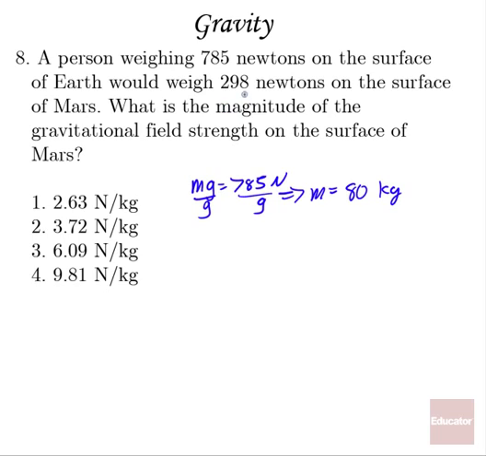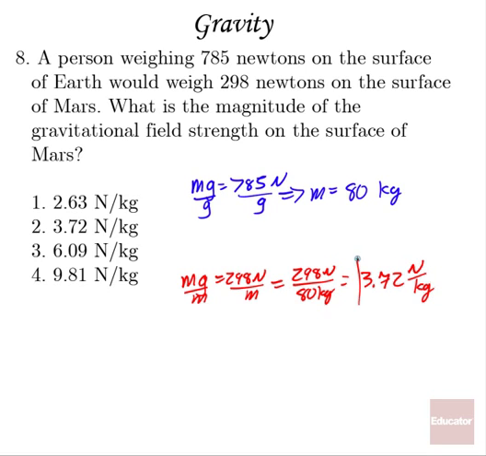So on Mars, they weigh 298 newtons. So on Mars, m times the acceleration due to gravity on Mars is 298 newtons. If we want g now, we'll divide both sides by m, which will be 298 newtons divided by our mass, 80 kilograms. So 298 divided by 80 is going to give us about 3.72 newtons per kilogram. Correct answer there? Number 2. All right, that completes page 1.